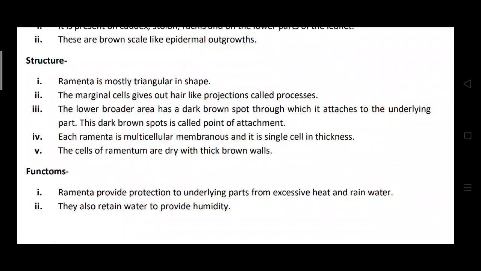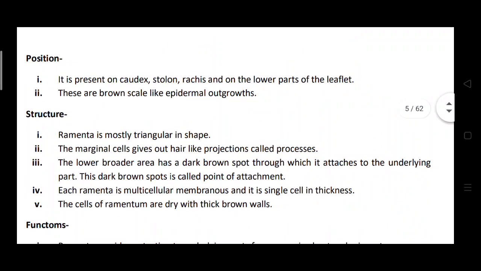Then the function of the ramenta is protection. They can provide protection to the underlying parts from excessive heat and water. They can also retain water to provide humidity, because these plants are shade loving, they require humid conditions. So the ramenta help in retaining water for providing a humid environment. So these are the functions of the ramenta.